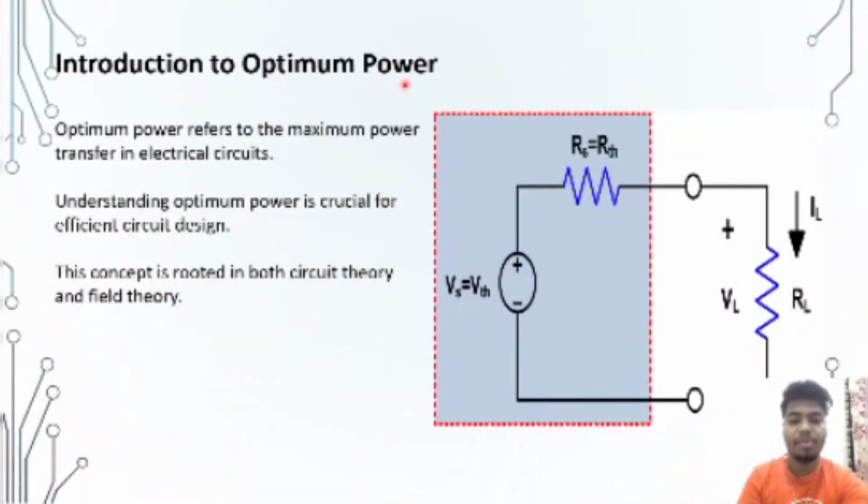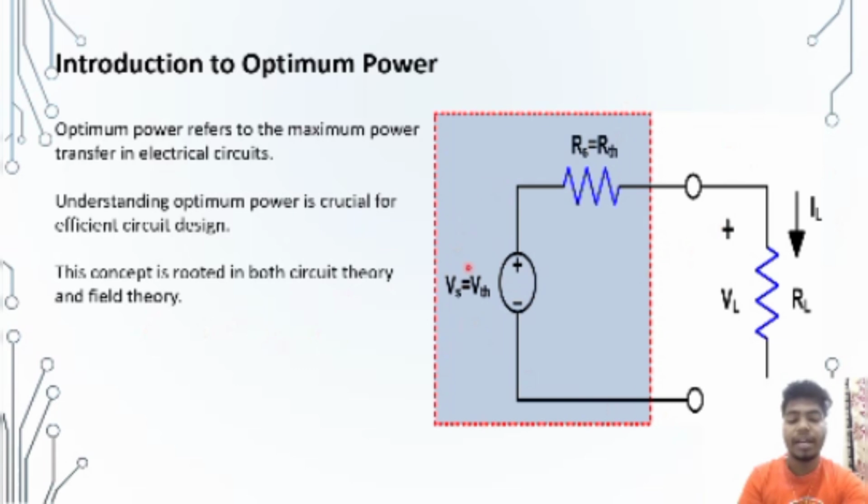Introduction to optimum power. Optimum power refers to the maximum power transfer in electrical circuits. Understanding optimum power is crucial for efficient circuit design. This concept is rooted in both circuit theory and field theory.